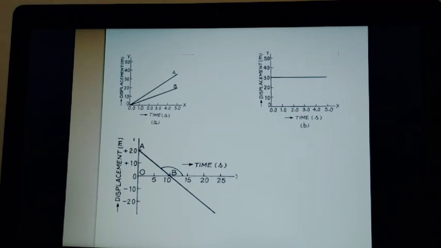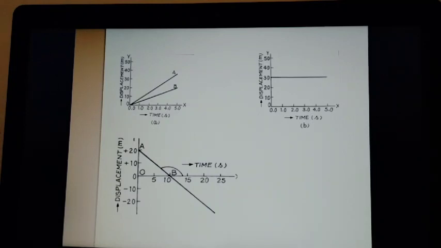The angle measured is more than 90 degrees. If the angle is more than 90 degrees, it means that the object is returning back towards the reference point. The displacement time graph is also known as the position time graph. So if the position time graph is making an angle of more than 90 degrees with the x-axis, that is the time axis, then the object is returning back to its reference point.